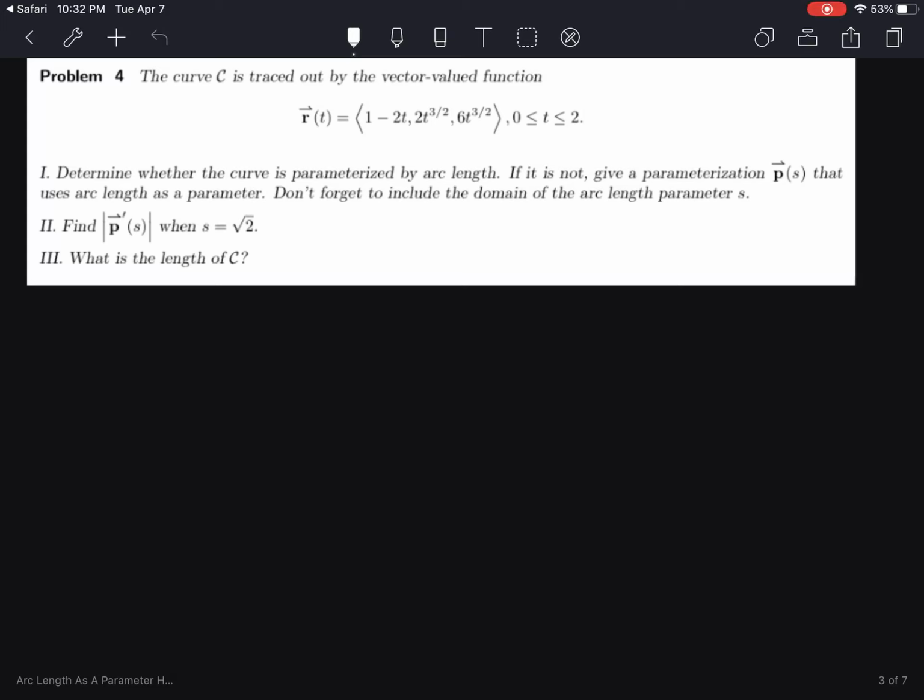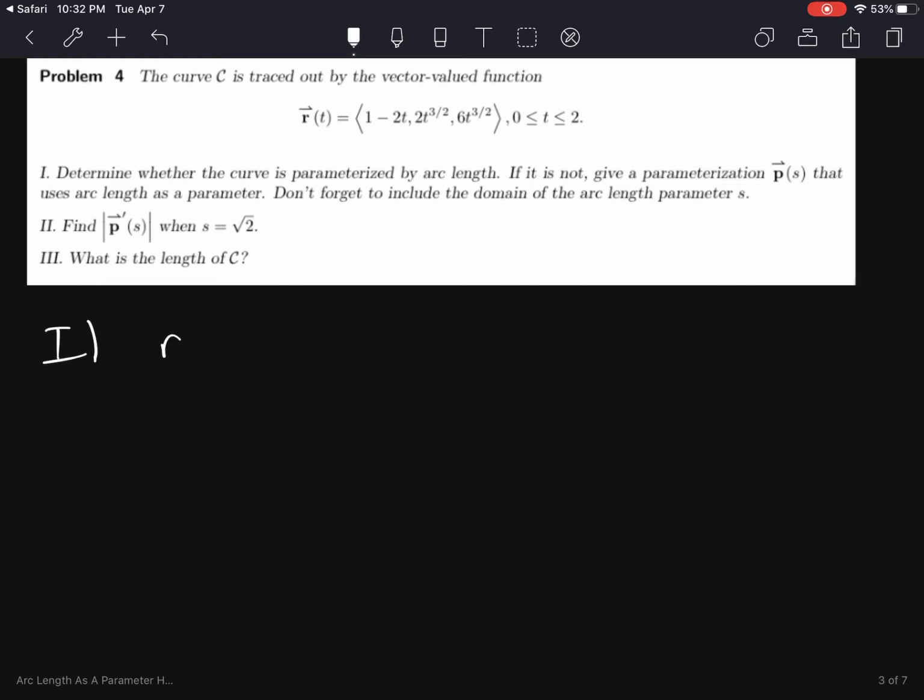Hello everybody, in this question we have a curve C traced out by the given vector valued function r(t), where t is changing from 0 to 2, and we have three parts in this question. In the first part it says determine whether the curve is parameterized by arc length. If it does not, give a parameterization r(s) that uses arc length as a parameter, and don't forget to include the domain of the arc length parameter s. Okay, let's start with this part.